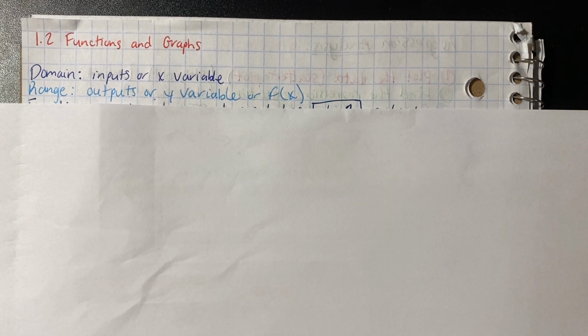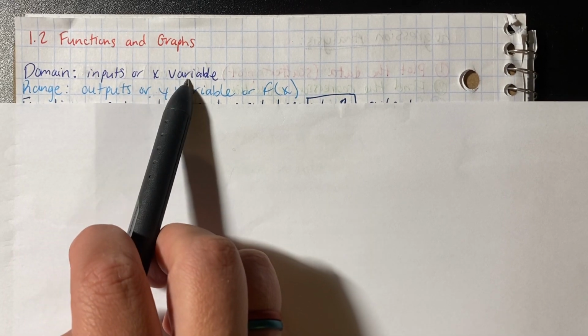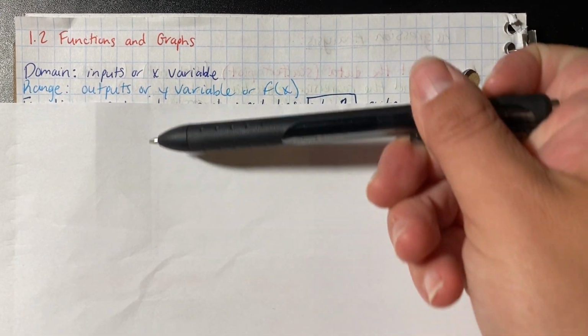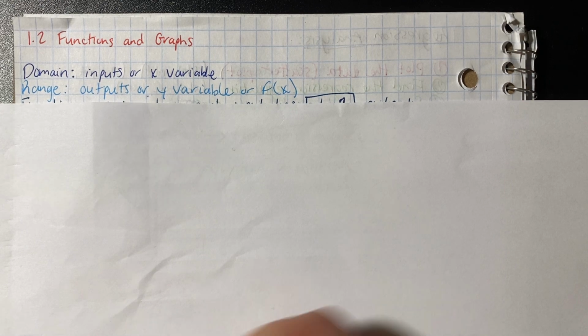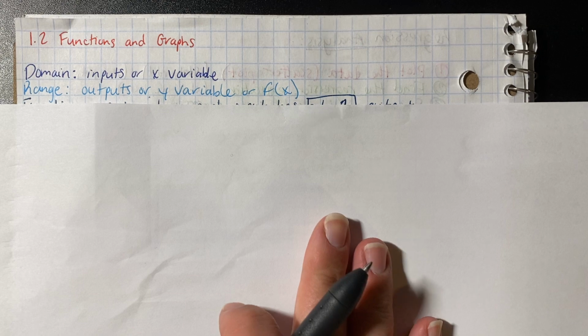First one, domain and range. Domain is your inputs or your x variable. So domain is your value of x's. Range is your outputs, or our range is our y variable, or talking about f of x. Usually when we talk about range, we're talking about how high and low it goes.